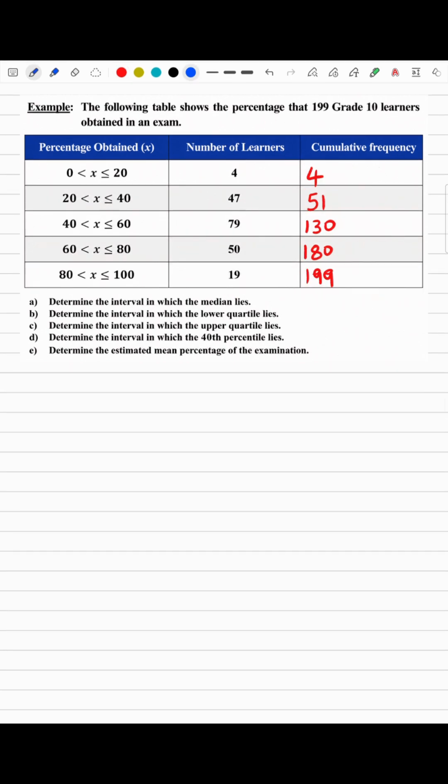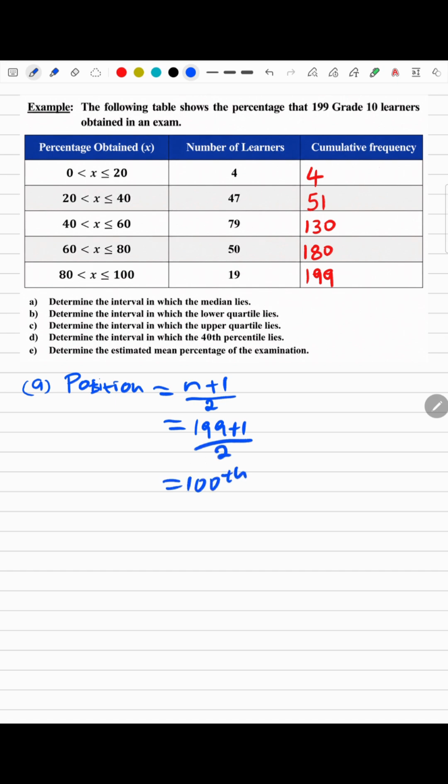So now we can answer the first question. We have to determine the interval in which the median lies. First things first, we have to determine the position of the median using this formula, n plus 1 over 2, where n is the total number of learners, the total frequency. So we have 199 plus 1 over 2, which is 100. So we have to check which interval this 100 falls under. Then we check the cumulative frequency.